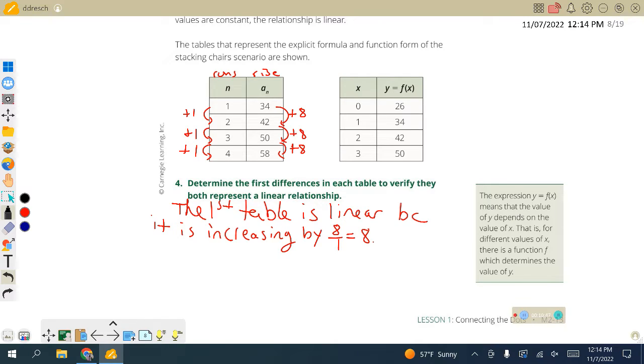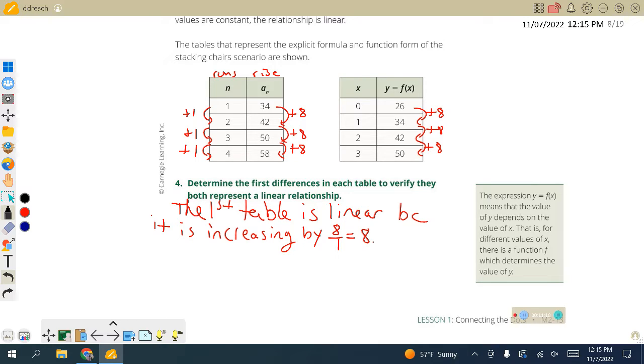Is the next table linear? Okay, I see that 34, 42, and 50. I see that plus 8, right? How do I go from 26 to 34? Is there a plus 8 hiding there? Yep, and that's where your calculators, again, are coming into play. How do you go from 26 up to 34? It is a plus 8.